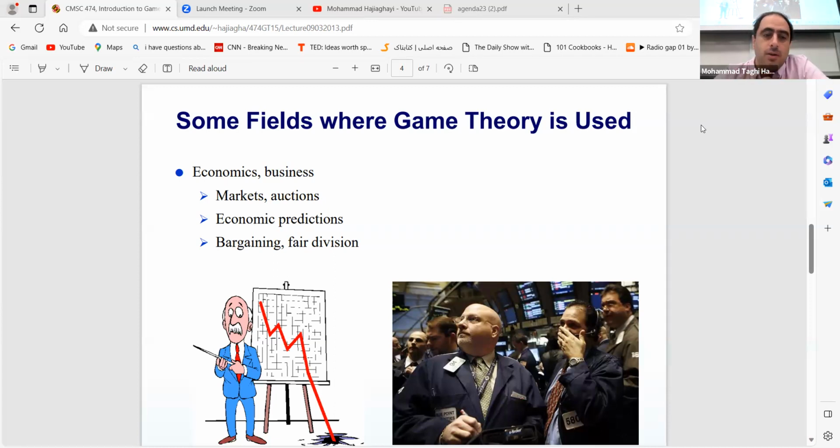So, some fields where game theory is used: essentially any business, anything where economics makes sense. For example, markets and auctions, which we will talk about, especially auctions. This part is a $1 trillion business. Economic predictions, bargaining or fair division. You can think about it this way: when you bargain, sometimes you get something, or two countries may do something.